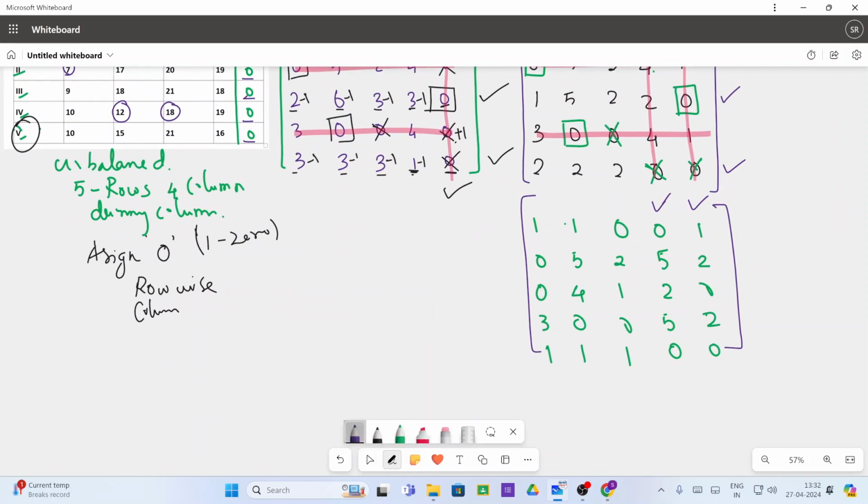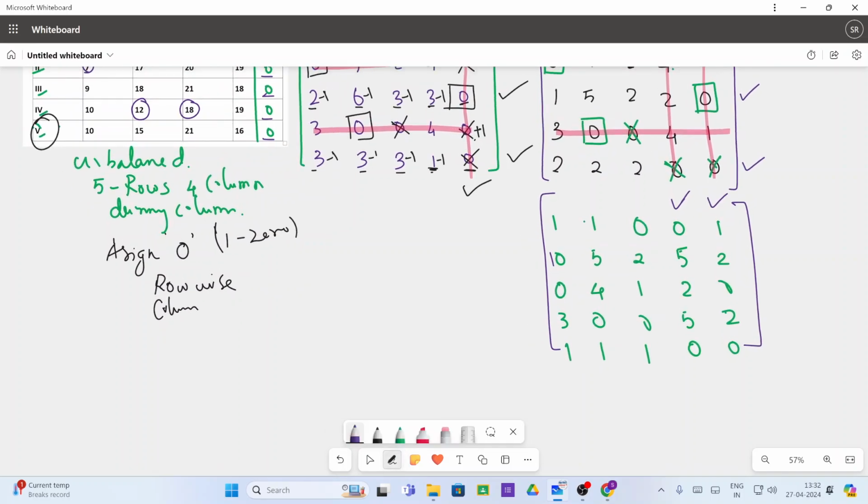So now we need to find out the assignment. First let us do the assignment for the first row. First row we cannot do, second row we can assign this, and this will be crossed out. Third row we have a 0 here, so you will assign this and cross out. Fourth row you cannot do, and fifth row you can do this assignment and cross out this. Okay, every row is done, so now we have to go column wise.